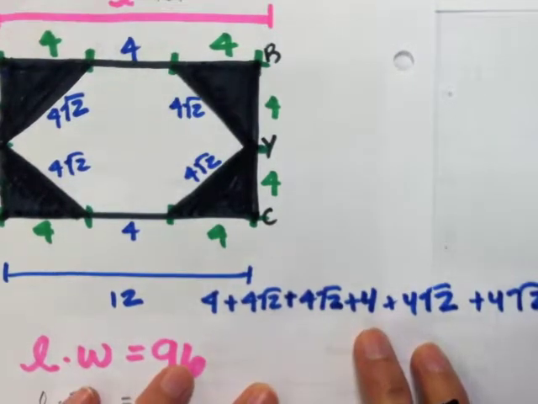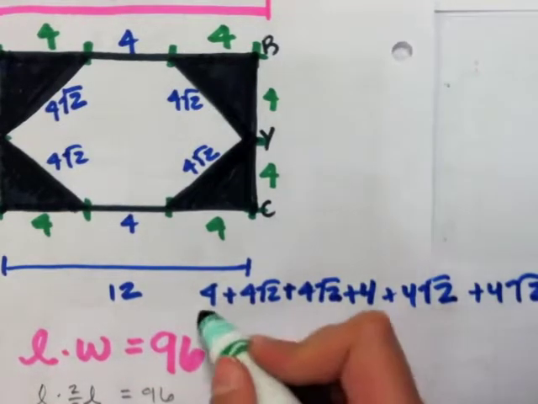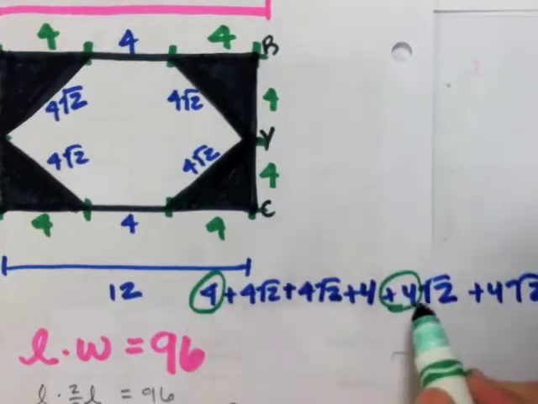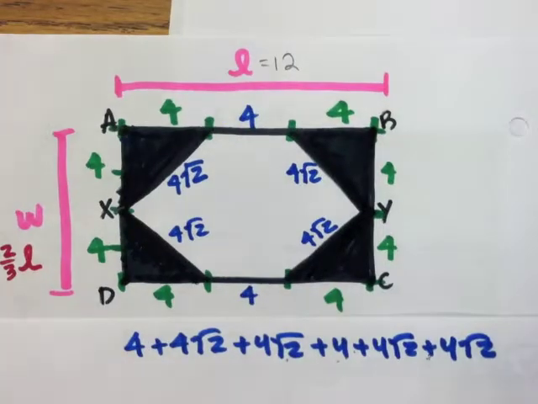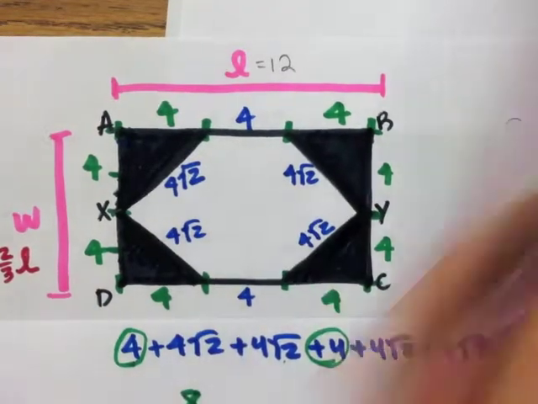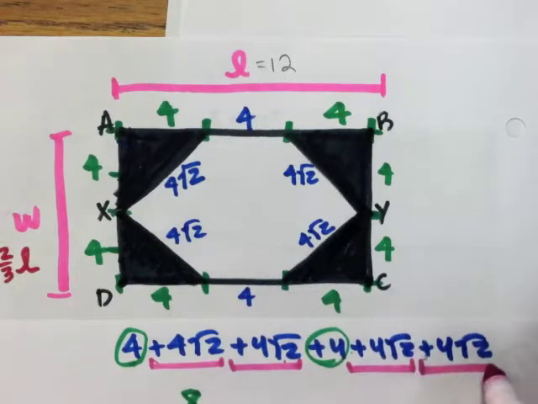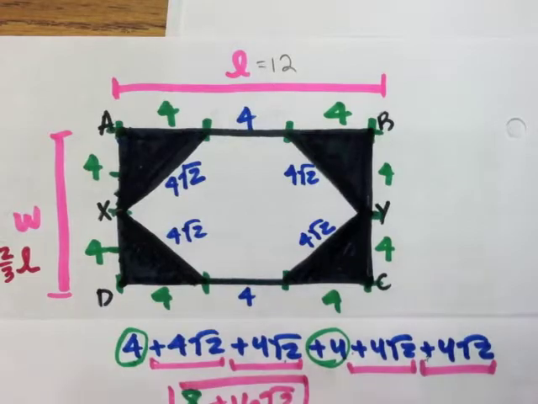Now it's just about combining the like terms. We have a single 4 and a single 4, so 4 plus 4 gives us 8. And then we have all these square root of 2's. So we have plus 4 square root of 2, plus 4 square root of 2, plus 4 square root of 2, plus 4 square root of 2. So 4, 8, 12, 16 square root of 2. And we're done. That's the perimeter.